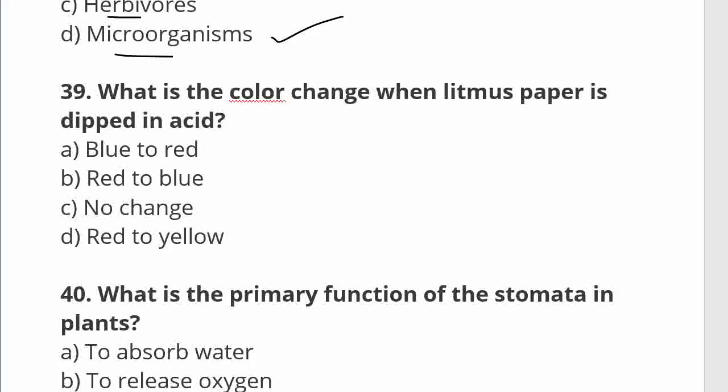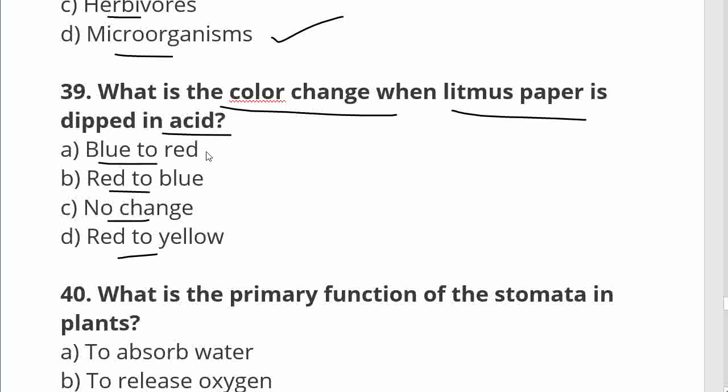Now the next question is, what is the color change when litmus paper is dipped in an acid? Options are A blue to red, option B red to blue, option C no change, option D red to yellow. Then the right answer is option A blue to red. Acid turns blue litmus paper red. This color change is used to test the pH of substance, with red indicating an acidic environment.